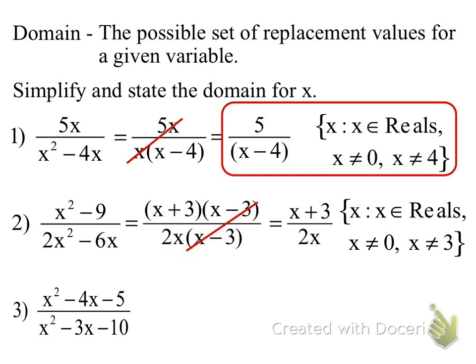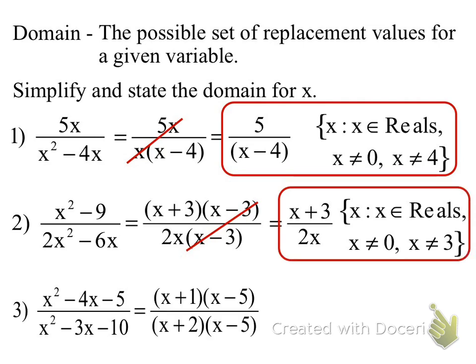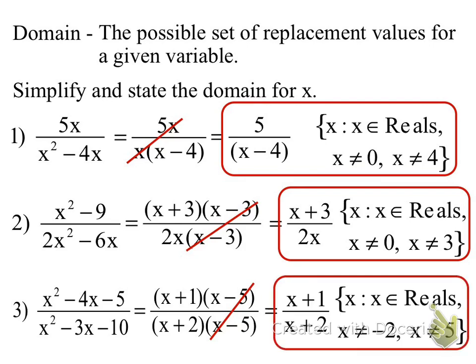When I factor the next one, what does it factor to? X minus 5, x plus 2, right? So in this case, what is x not allowed to be? Negative 2 and 5. It's an element of the reals, but it can't equal negative 2 and 5. Do you understand? Yes. All right, sorry, that's the end of it.